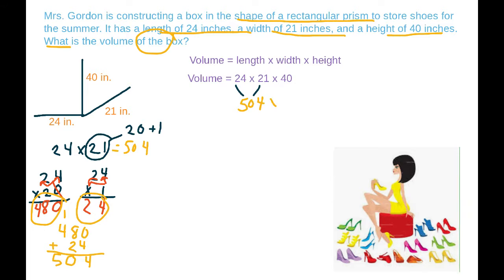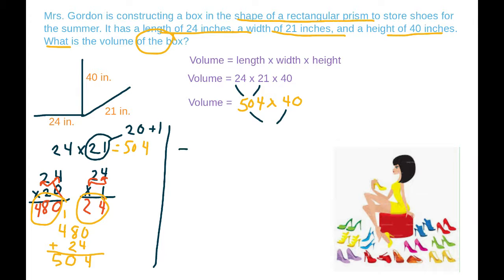Now I'm going to take 504 and multiply it by 40, because I want to make sure I'm finding the volume. I want to make sure I'm multiplying all my numbers. So again, I'm going to multiply 504 times 40. I've got to multiply my length, width, and height, so I'm going to do that on the bottom. Remember, you want to show all your calculations.